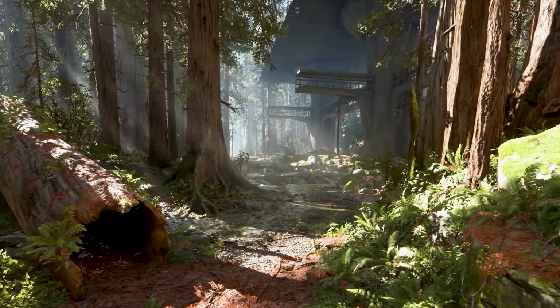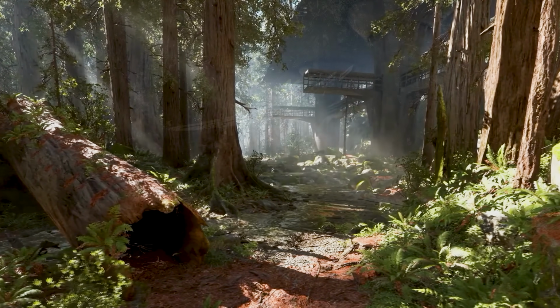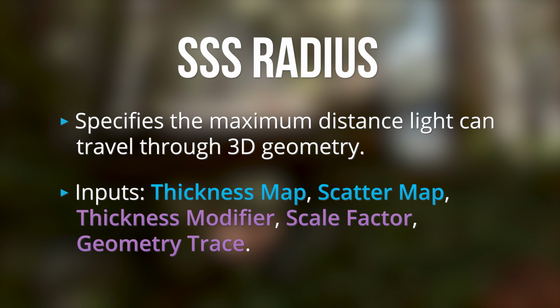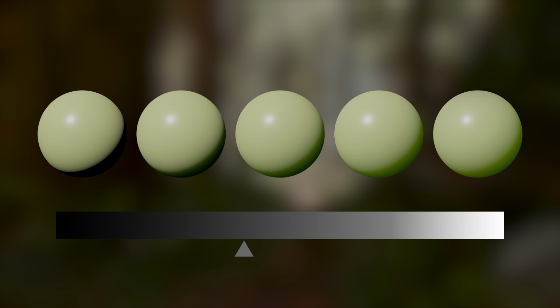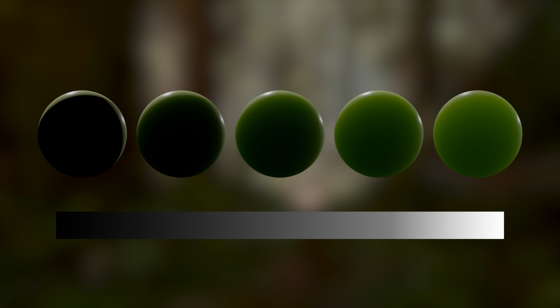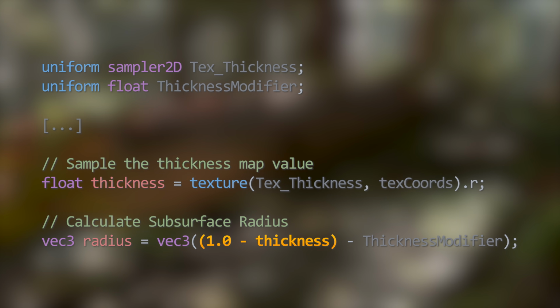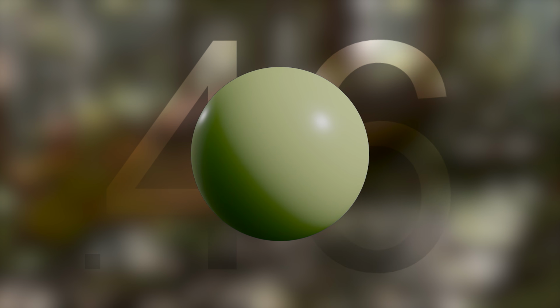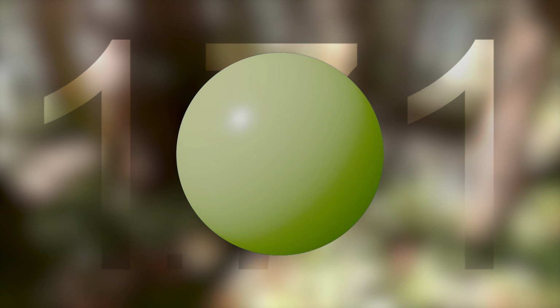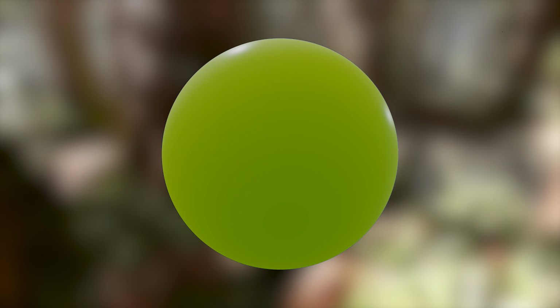With the textures completed, it's time to start bringing everything together by calculating the subsurface radius. The radius determines how far light can penetrate through a material. A value of 0 equates to infinite thickness, resulting in no subsurface scattering. That's the opposite of how a thickness map works, so we need to take the inverse. However, while 0 is a hard boundary, there's no actual upper limit, and boosting the radius beyond 1 will amplify the strength of the subsurface effect.